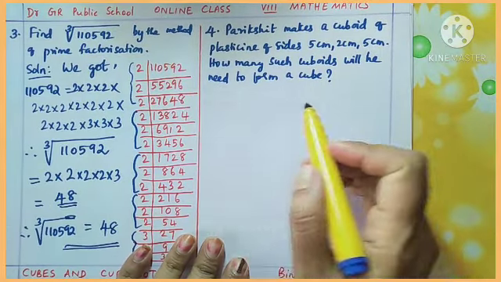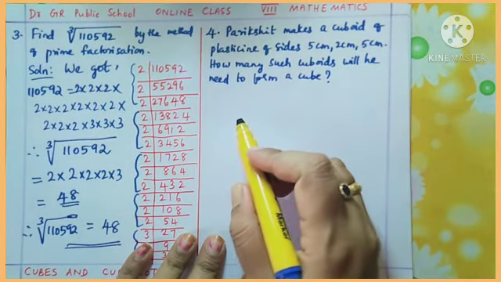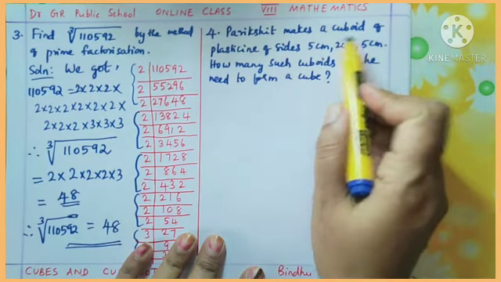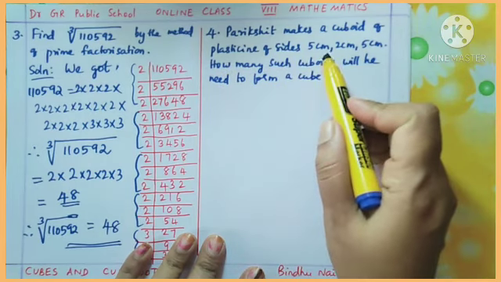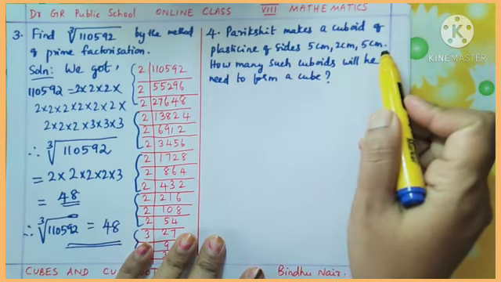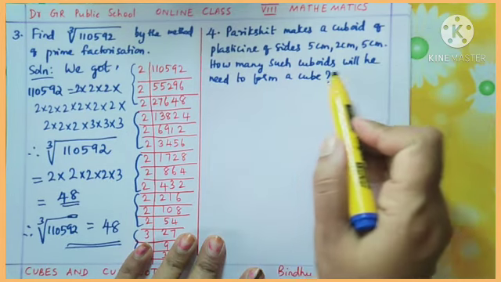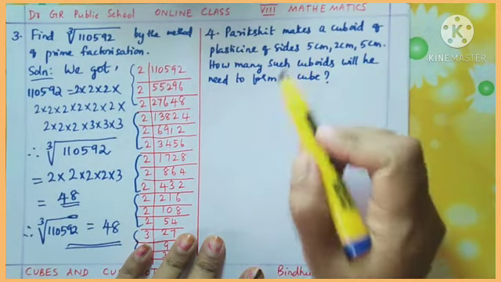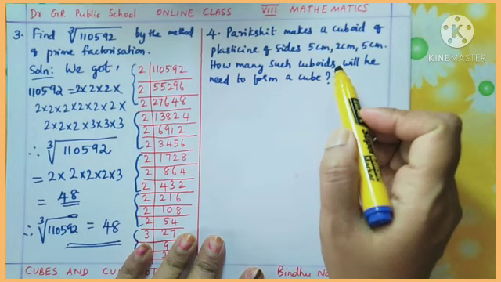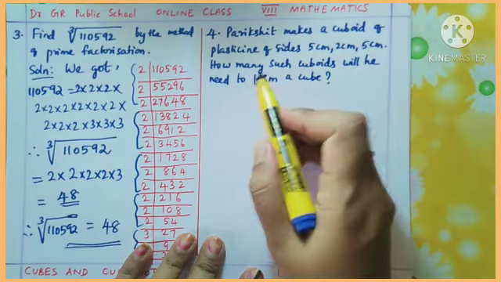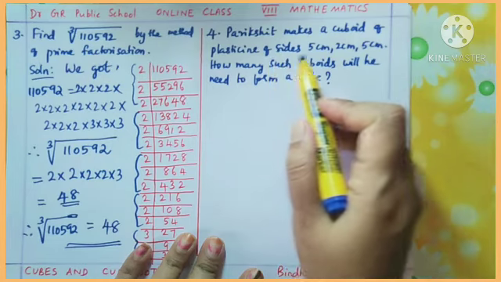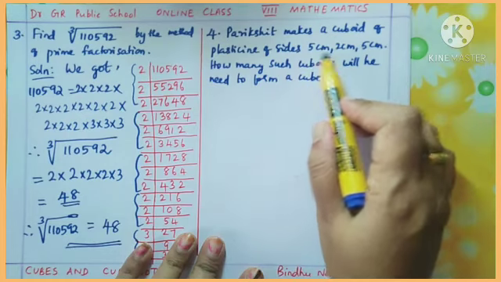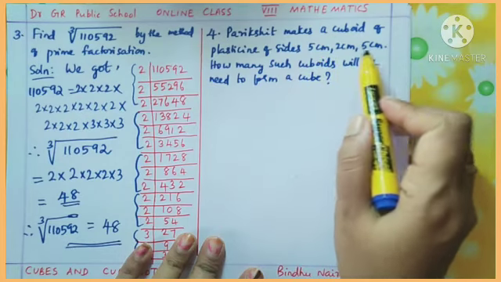Now see this question. This is a word problem from your exercise 7.1. The question is, Parikshit makes a cuboid of plasticine of sides 5 cm, 2 cm, 5 cm. How many such cuboids will he need to form a cube? So Parikshit, he is a boy, he makes a model of a cuboid of plasticine, that is a material. And using this, he made a cuboid of this dimension, that is 5 cm, 2 cm, 5 cm.